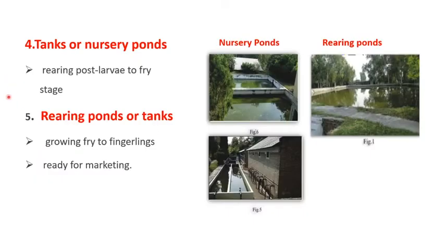Next, tanks or nursery ponds for rearing post-larvae to fry stages. In this image you can see the nursery ponds. And last, the fifth one is rearing ponds or tanks for growing fry to fingerlings, which should be ready for marketing. In this image you can see the rearing ponds. So all these are the basic components of the hatchery.